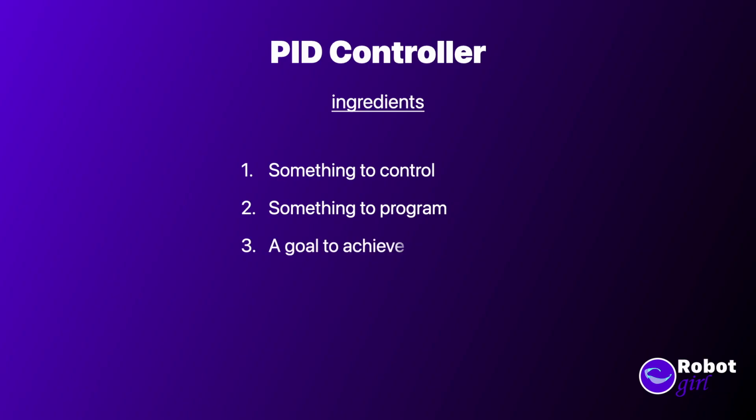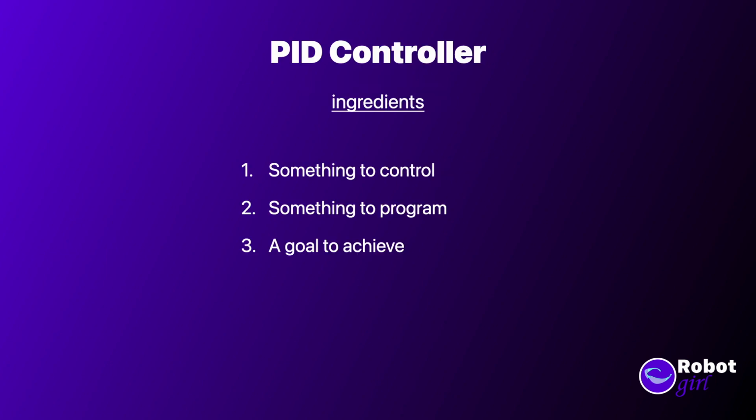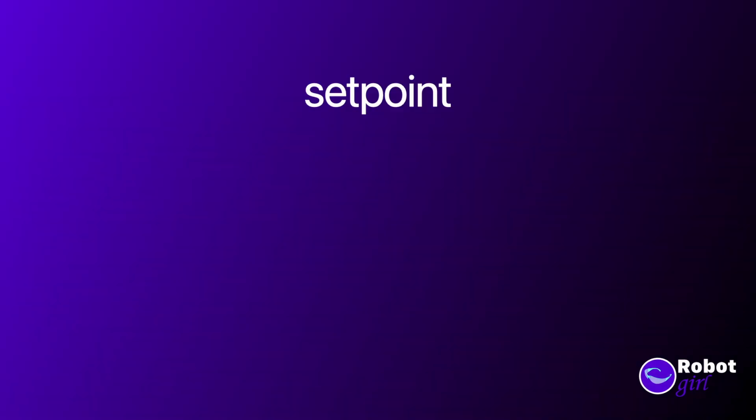Third, we need a goal that you want the robot to achieve. We'll get into some examples of these in just a moment. We'll call this the set point, and you can think of it as where you want to go. And lastly, we need a way to measure where the robot is in relation to its goal. You can mentally label this as where you are. This part is really important because how can you adjust what you're doing if you don't know whether you're on track or not?